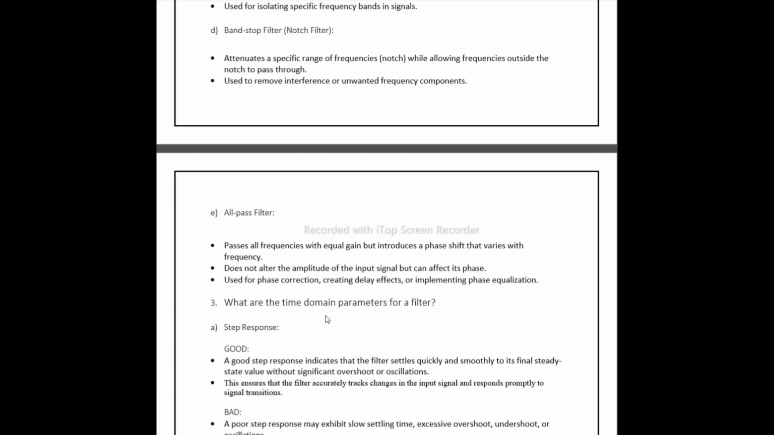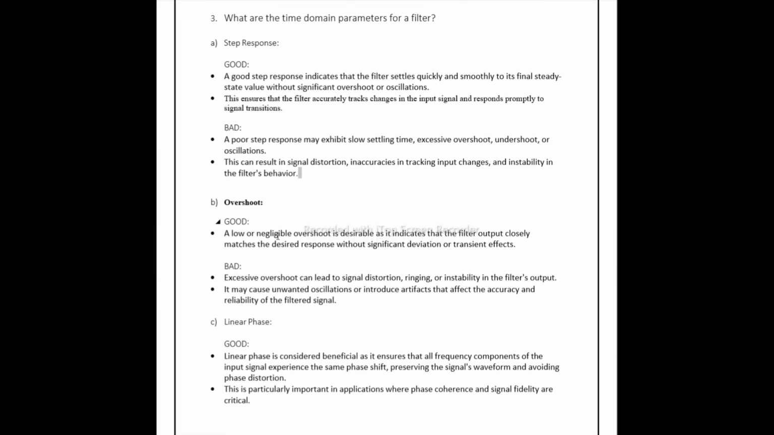Now we move toward question number 3. What are the time domain parameters for a filter? So here the parameters are step response, overshoot, and linear phase. A good step response indicates that the filter settles quickly and smoothly to its final steady state value without significant overshoot or oscillations.